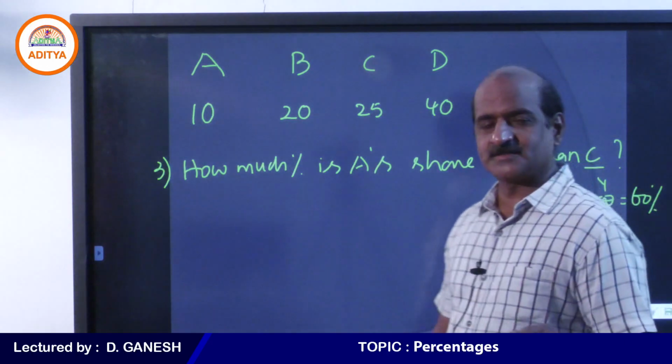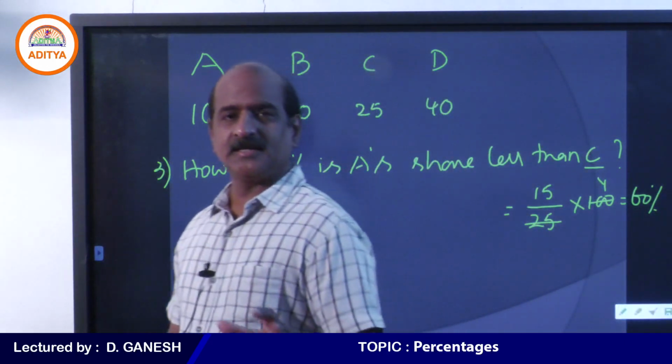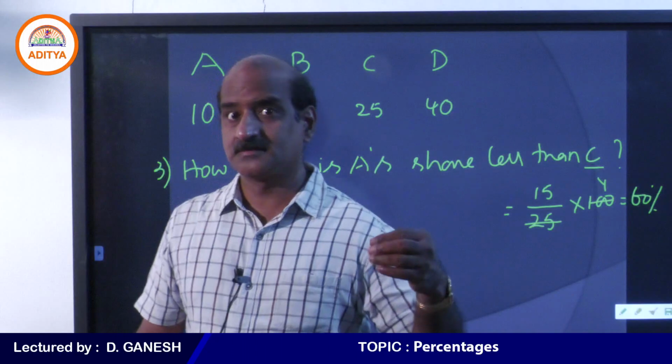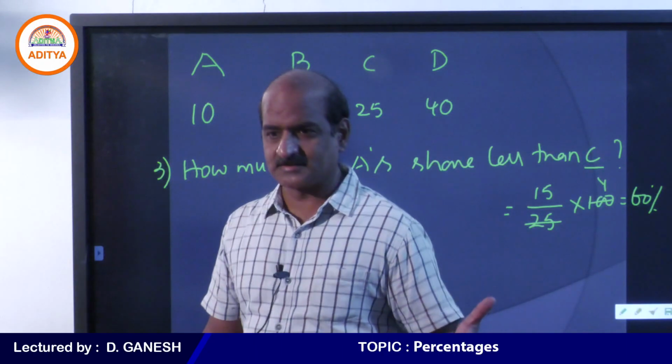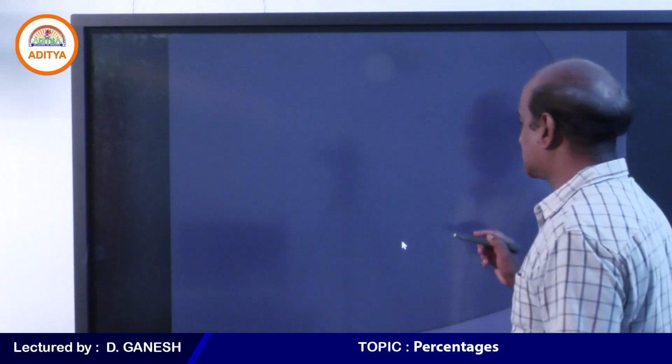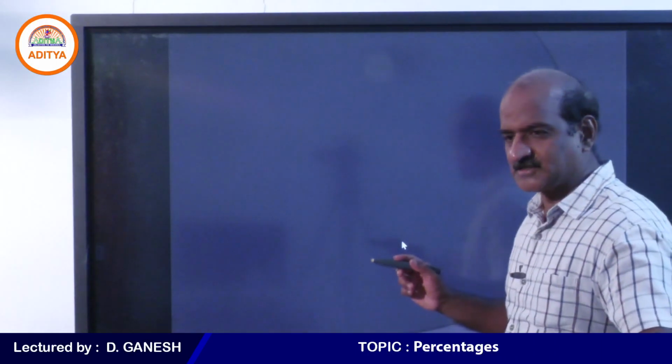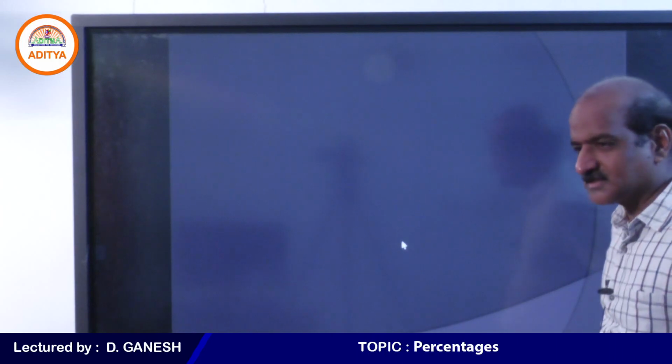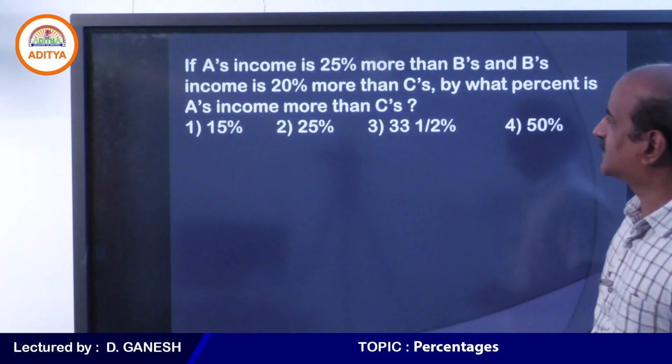I think you understand this. So when comparing with C, A must be getting 60% less. I think you understand the point. Okay students, so we continue with percentage calculation. So we understand what is percentage comparison. Now we discuss some of the very important questions in percentage comparison.